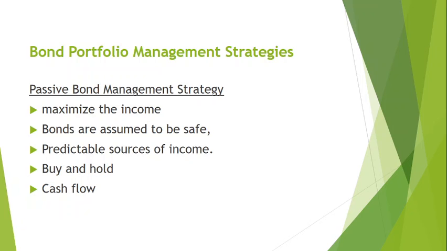The passive buy and hold investor is typically looking to maximize the income generating properties of bonds. The premise of this strategy is that bonds are assumed to be safe, predictable sources of income. Buy and hold involves purchasing individual bonds and holding them to maturity. Cash flow from the bonds can be used to fund external income needs or can be reinvested in the portfolio into other bonds or other asset classes.